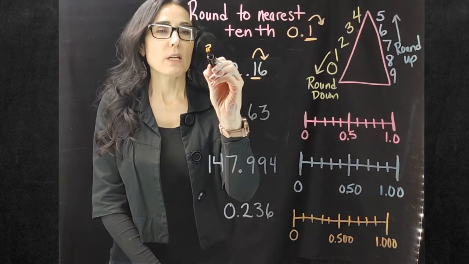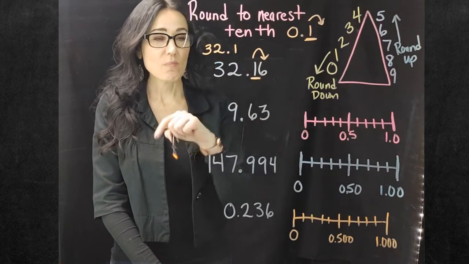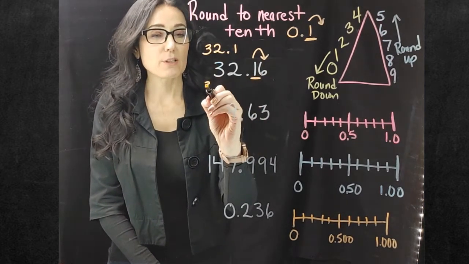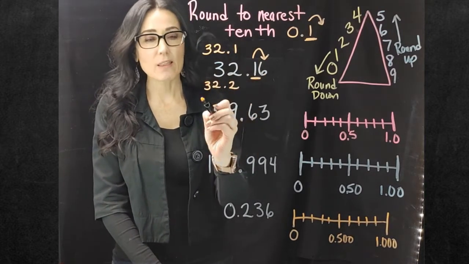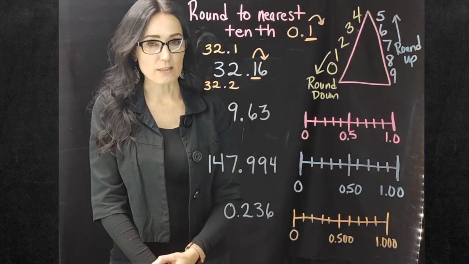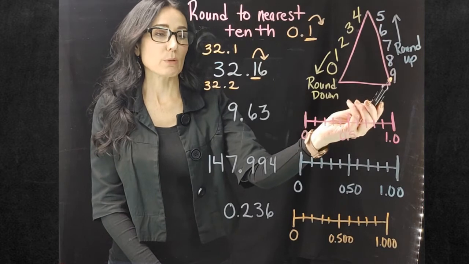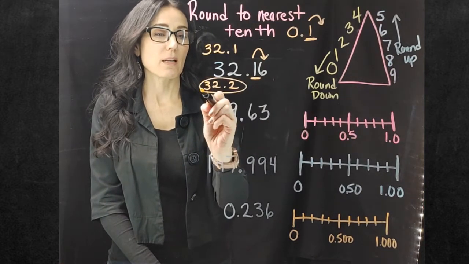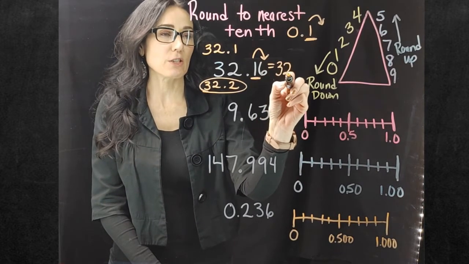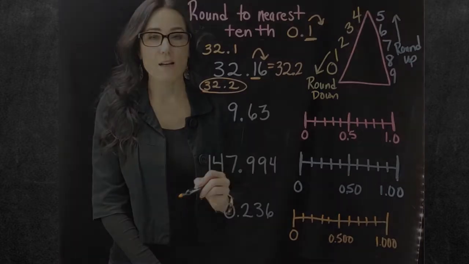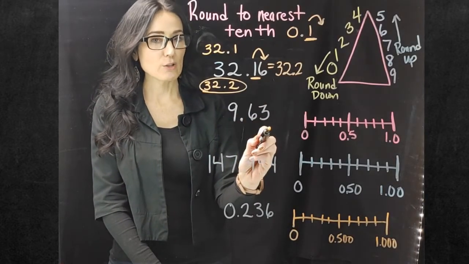So are we going to keep it as 32.1 or are we going to round up to 32.2? And that's actually 32 and 1/10, or 32 and 2/10. Well, since this number is a 6, according to our rules, we're going to round it up to 32.2. So we would say that this equals 32 and 2/10.